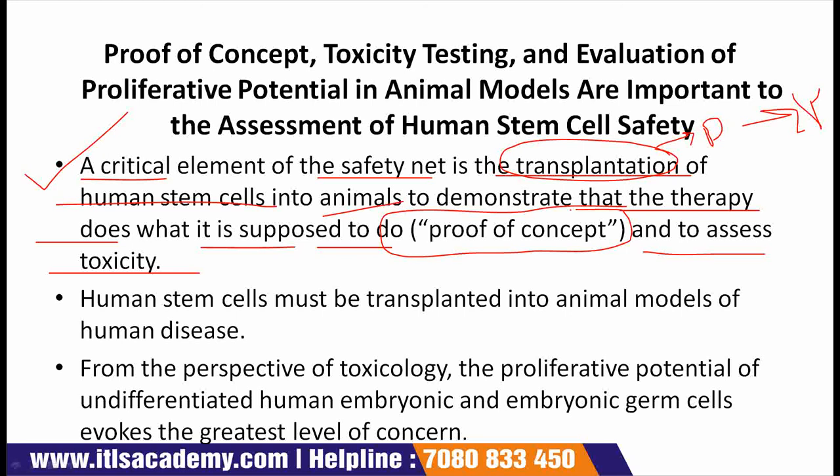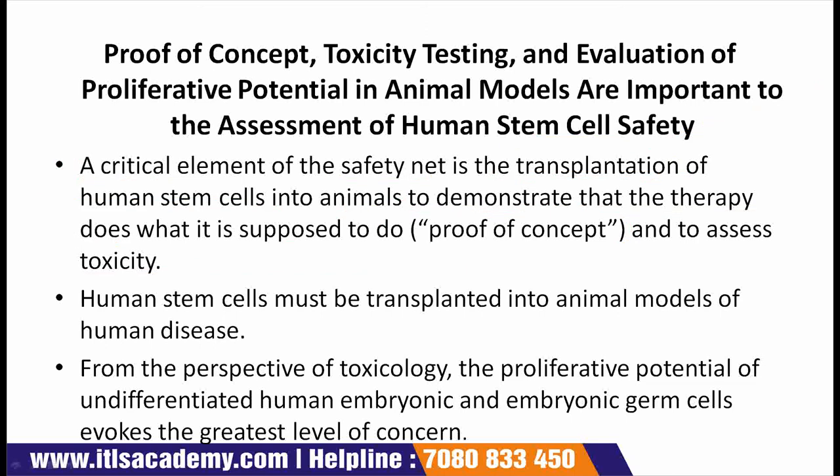Chemical, surgical, and immunologic methods are used to damage neurons, induce diabetes, stimulate heart attacks, stroke, and hypertension, or compromise organ function. Coming to the next point, human stem cells must be transplanted into animal models of human disease.